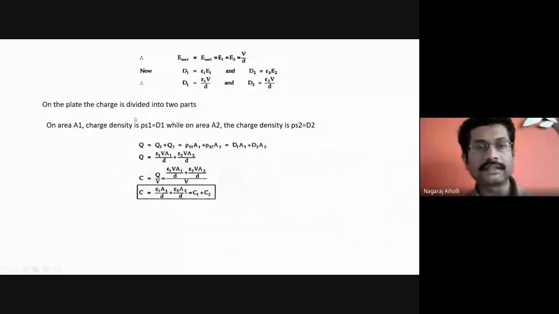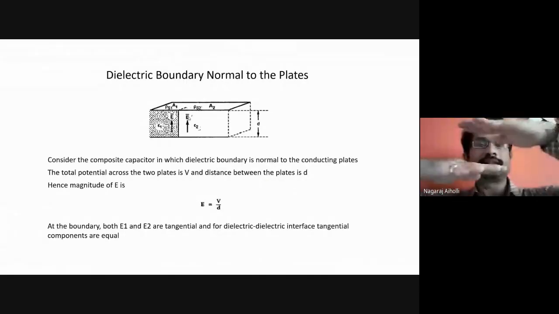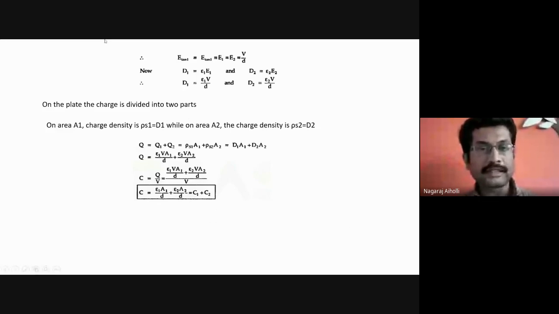On the plate, the charge is divided into two parts. As I told, one is the A1 part, another one is the A2 portion. So the charge is divided between plate A1 and plate A2. The total charge will be the charge on plate A1 plus the charge on plate A2. Correct? If there is a charge Q1 on A1 and a charge Q2 on A2, the total charge will be Q1 plus Q2.